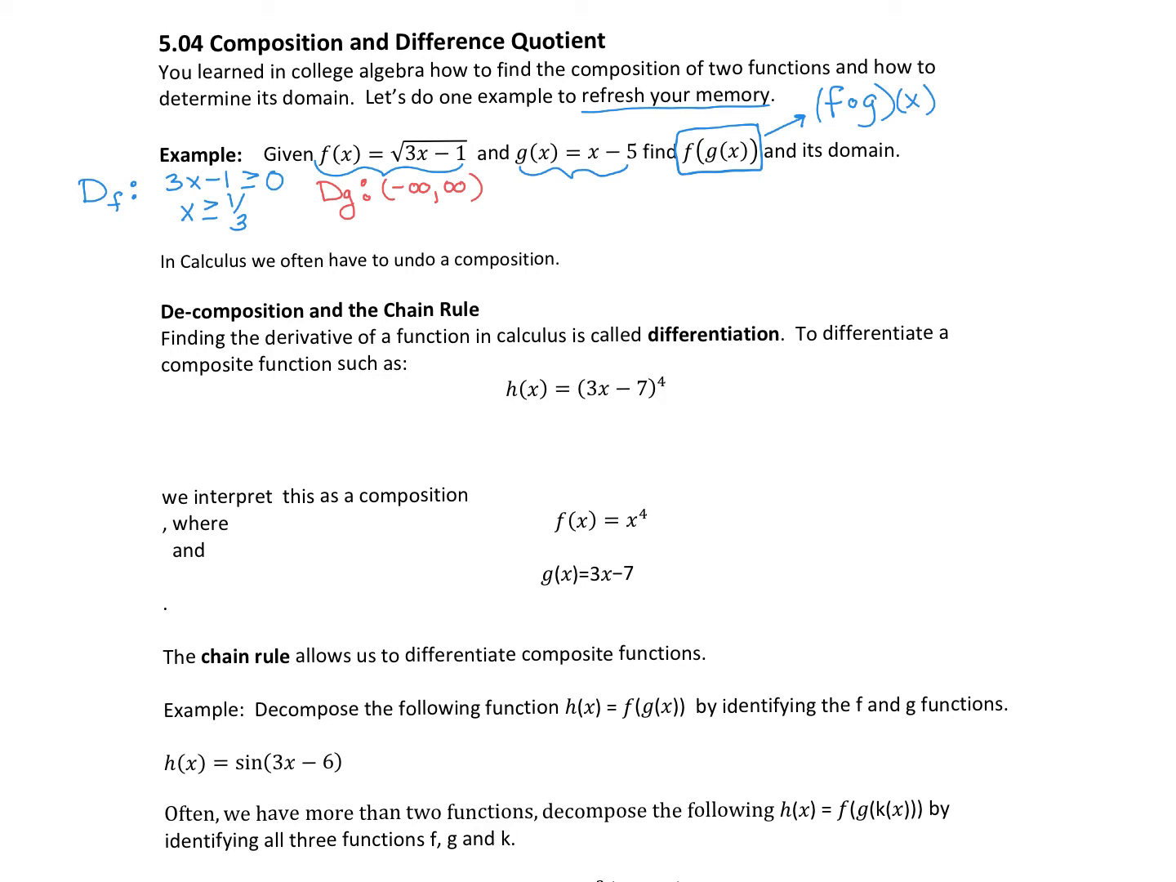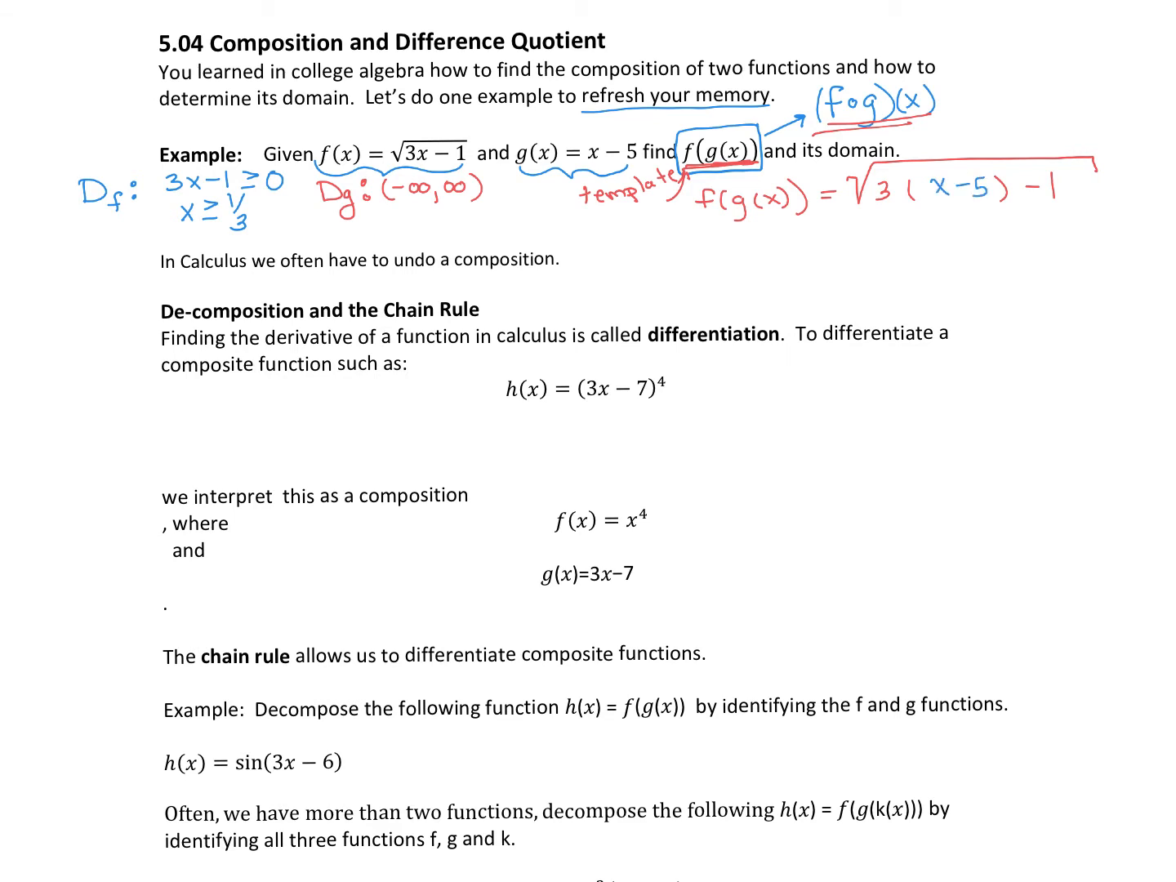And then how do we compose them together? Well, when I look at a composition like this, f is what I call my outer function, and g of x is my inner function, and my outer function is my template. So in this case, f composed with g of x, I use f as my template, which is the square root of 3 times something minus 1, and the g of x is my inside function, which is x minus 5.